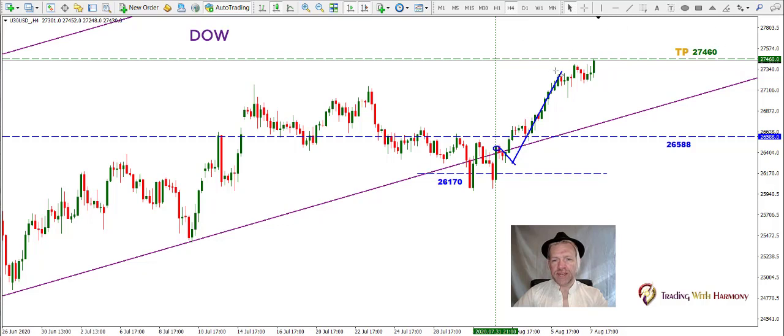So now, as we are in an actual big kind of resistance area here at this point, basically what I'm looking for then is an actual pullback back into this area for this week, and then roughly around this point we're looking for a pullback into this area before price will continue back up into this TP level. So that's what I'm looking for this week and beyond in the Dow.